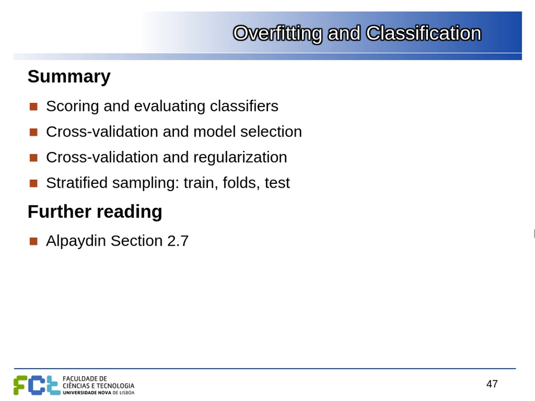We also saw stratified sampling. Stratified sampling is a very simple idea. You are splitting at random, but trying to keep the same balance between the different classes. And you can use stratified sampling for separating the test set and also for the different folds in cross-validation.